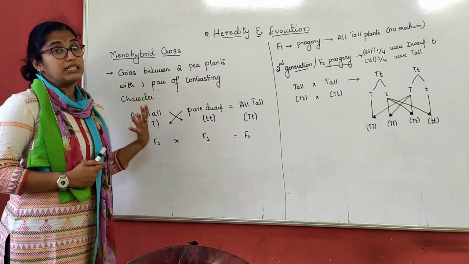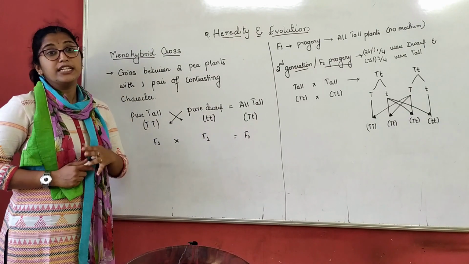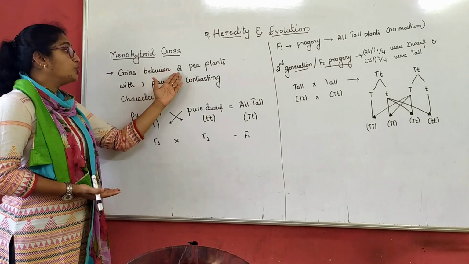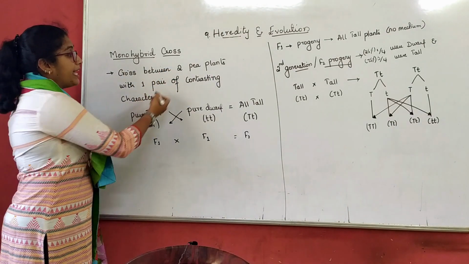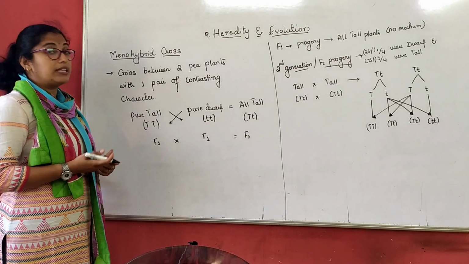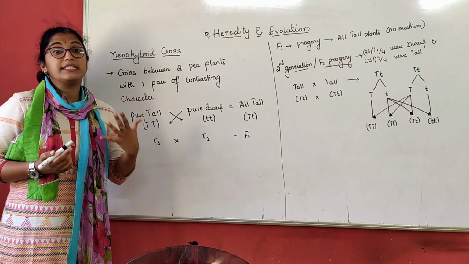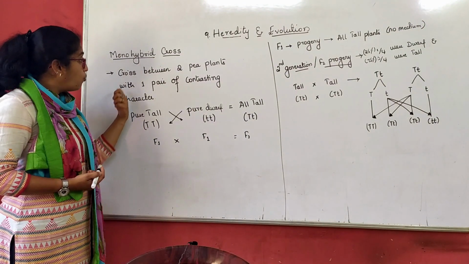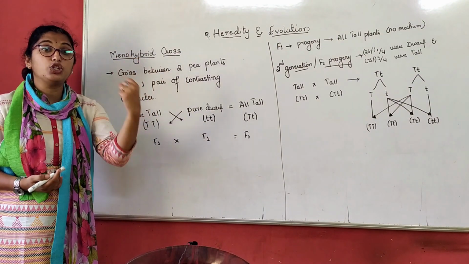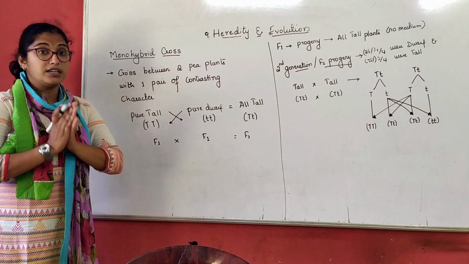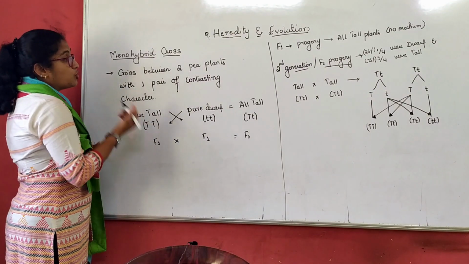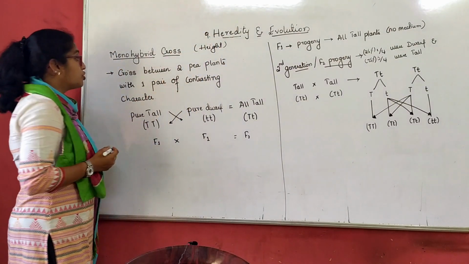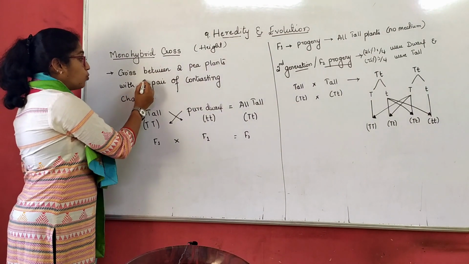First, he carried out a monohybrid cross with the garden pea plant. Now what do you mean by a monohybrid cross? It is a cross between 2 pea plants with one pair of contrasting characters. When we discussed yesterday, there were 7 pairs of contrasting characters. So Mendel chose a pea plant, and that is why it is called a monohybrid. He chose only one contrasting character to study at a time. So he chose the character of height. So a cross between 2 pea plants with one pair.